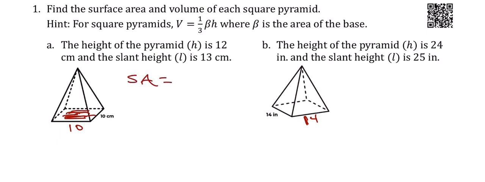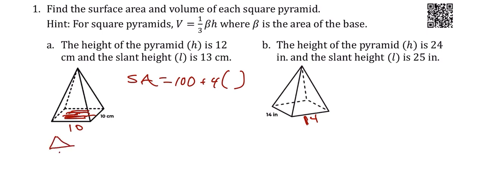Okay, let's find the surface area in A. So the surface area is going to be the sum of all the faces. So the bottom face, which is really the base, is 10 times 10 or 100. And then we have 4 triangles.